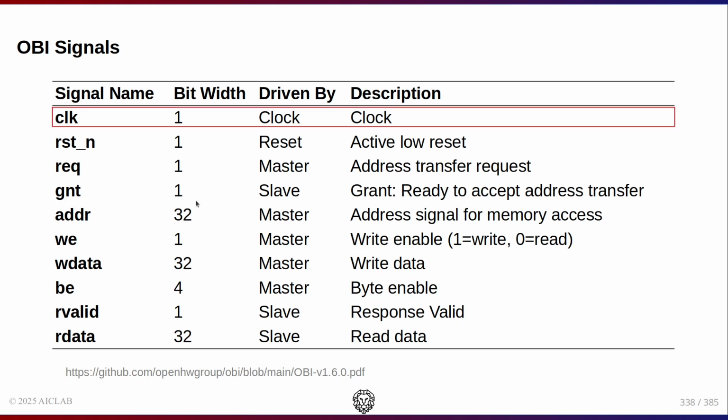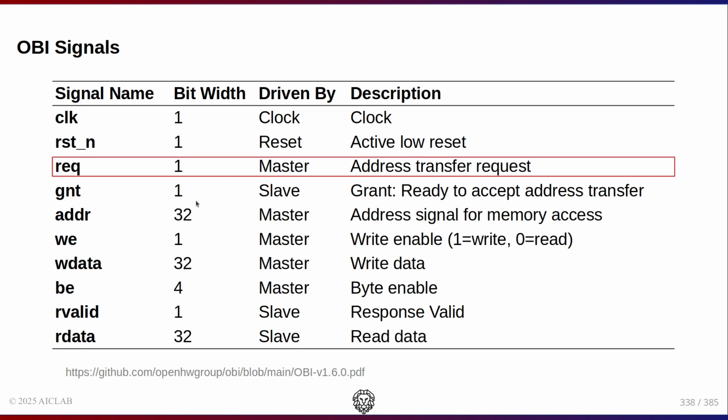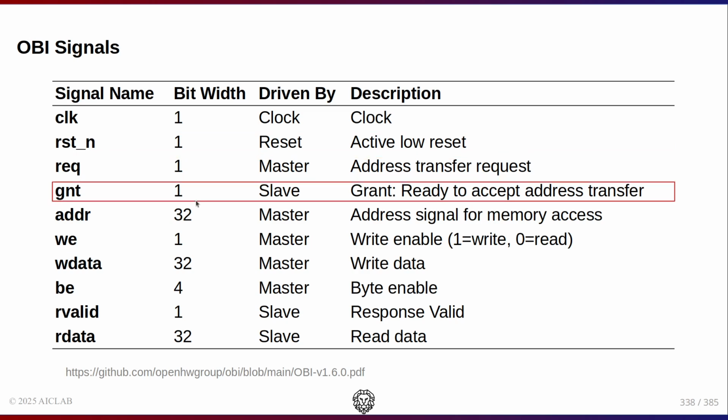CLK, or clock. Since OBI is a synchronous interface, all masters and slaves share a single clock. Reset signal. This is an active low reset. When this signal is low, the modules are held in a reset state. REQ. Driven by the master, this signal initiates a transaction. GNT. The grant signal, driven by a slave. It indicates that the slave is ready to accept the request.